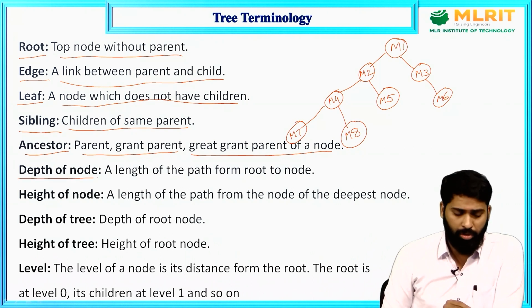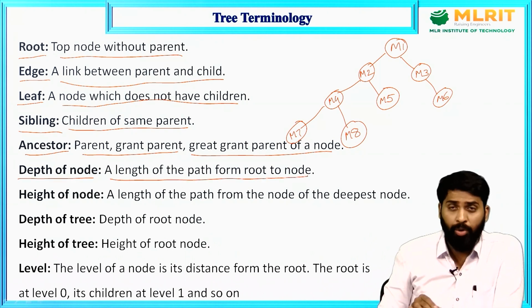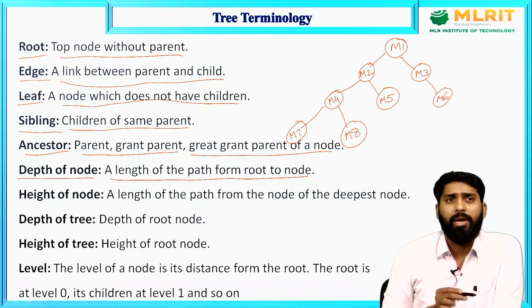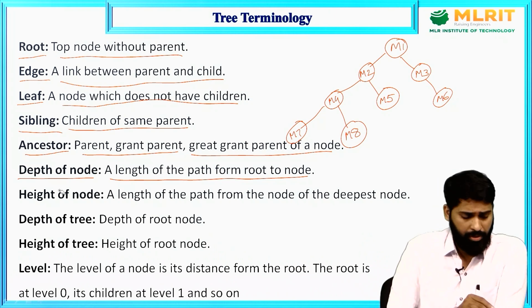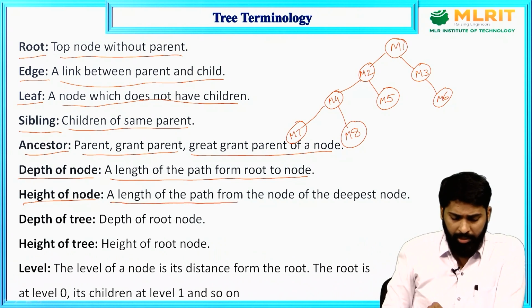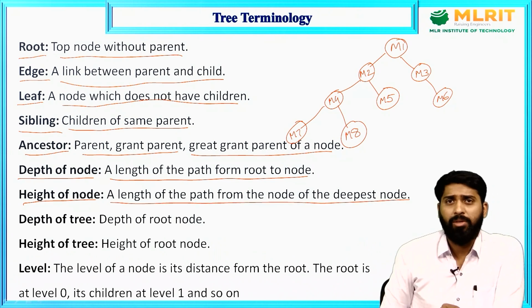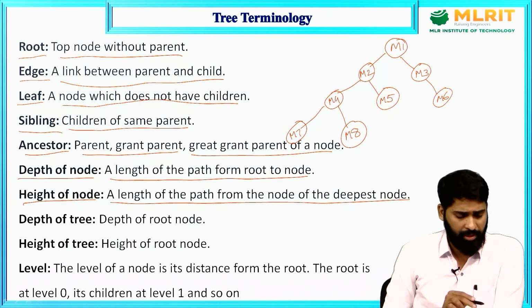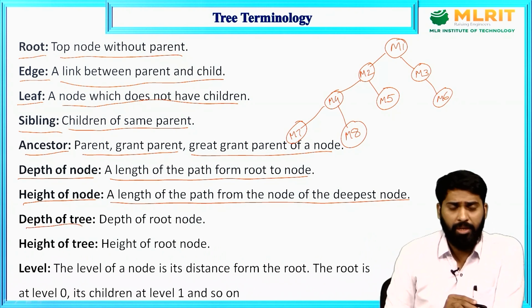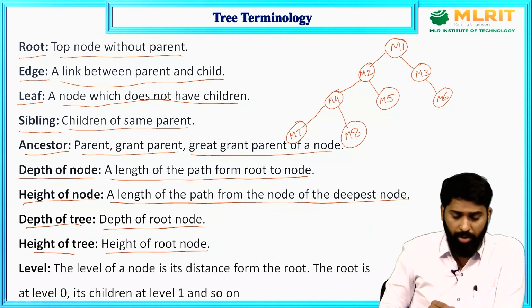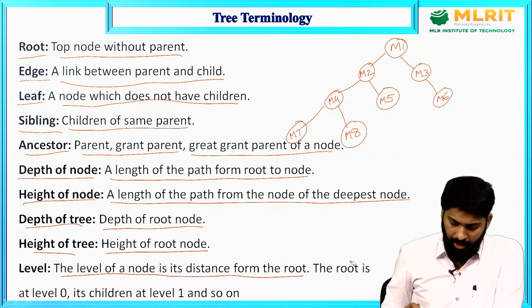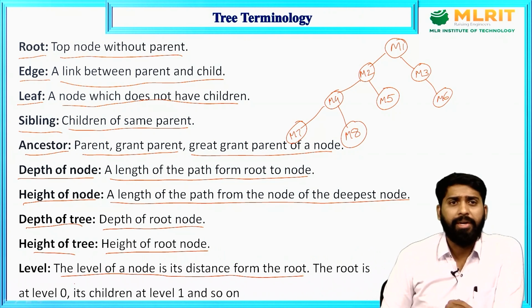Depth of a node. A length of the path from root to the node we call as the depth of a node. So height of node. A length of the path from the node to the deepest node is called the height of a node. Depth of tree means depth of root node. Height of tree means height of root node. So level. The level of a node is its distance from the root. The root is at level 0, its children at level 1, and so on.